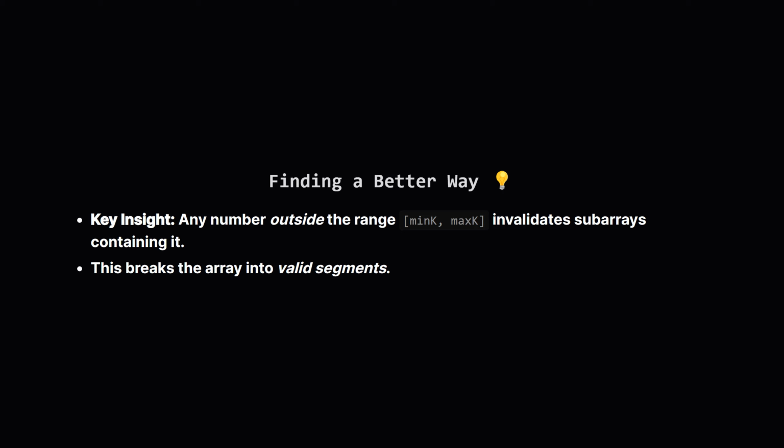Let's think about what makes a subarray invalid. A subarray is definitely not a fixed-bound subarray if it contains any number smaller than minK or any number larger than maxK, right? This is a really important observation. It means these numbers act like barriers. They break the original array into smaller, independent segments. We only need to look for fixed-bound subarrays within the segments that contain numbers only between minK and maxK, inclusive. We can process each segment separately.